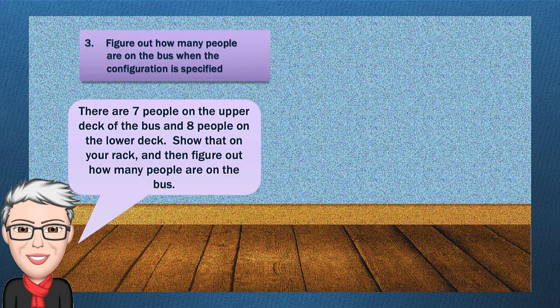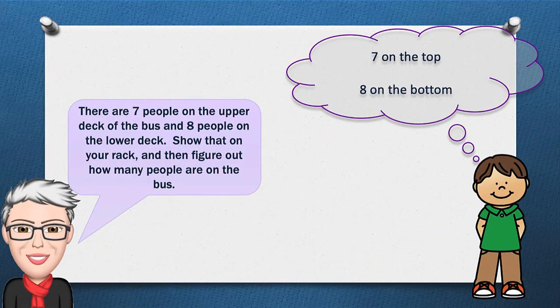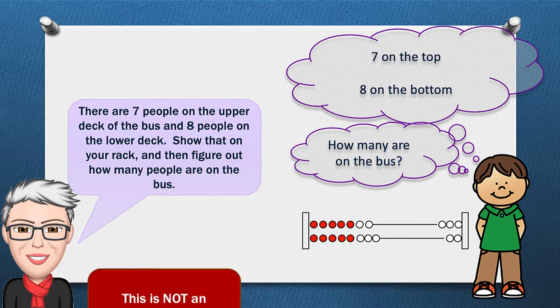For example, the teacher says, there are 7 people on the upper deck of the bus and 8 people on the lower deck. Show that on your racks and then figure out how many people are on the bus. In this example, they have to think about how to show 7 on the top and 8 on the bottom, and only then think about the total number of people on the bus.